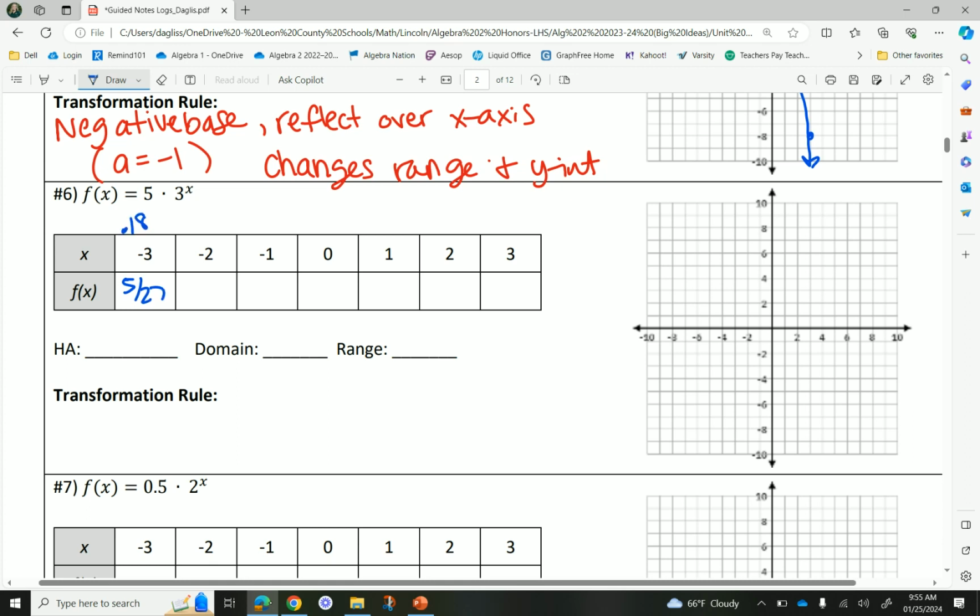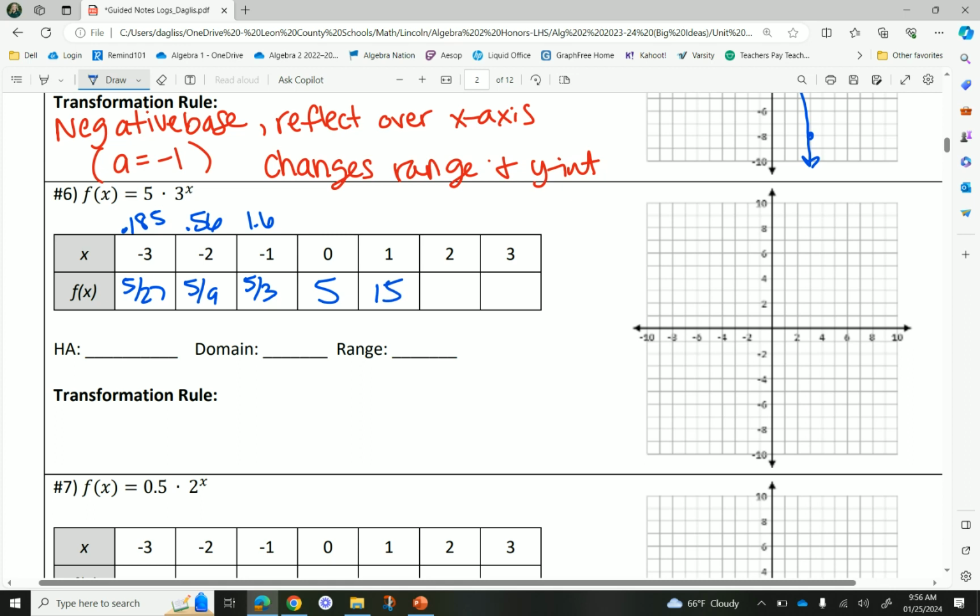5/27. How about for -2? Dion, how about -1? Yep, 1.6, which is 5/3. Quinn, how about 0? Try again. 5. Yep, there you go. You got it. Good. I called everybody. Abidon, how about 1? 15.